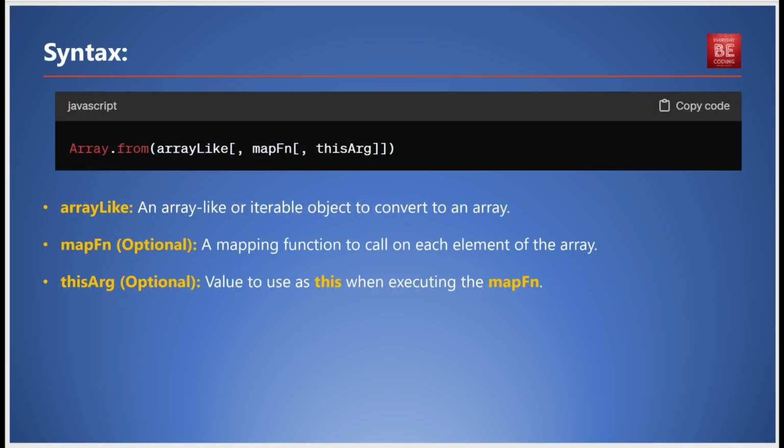The syntax for Array.from is straightforward. It takes up to 3 arguments. The first is array-like, which is the array-like or iterable object you want to convert to an array. Then, optionally, you have mapFn, a mapping function that you can call on each element of the array. Lastly, there's thisArg, a value you can use as this when executing the mapFn.